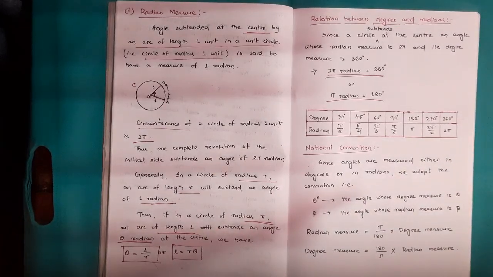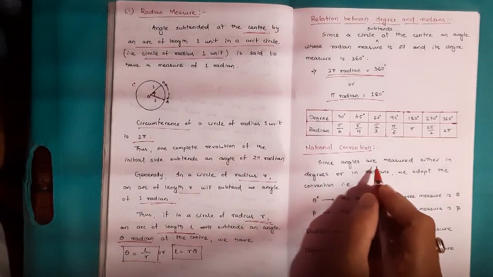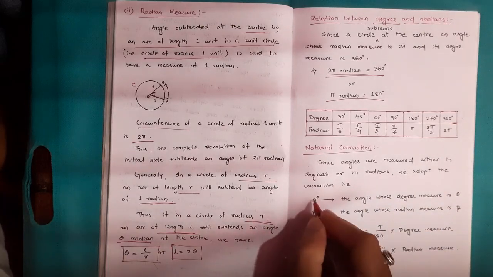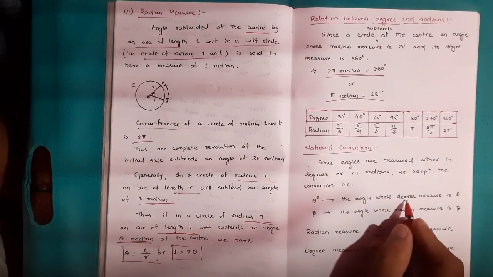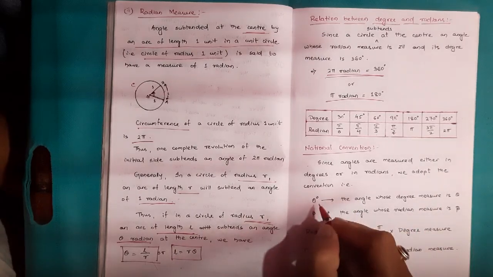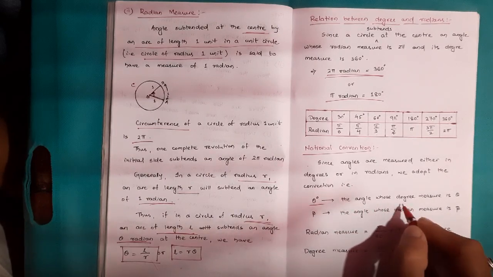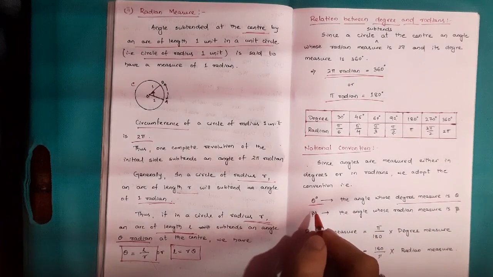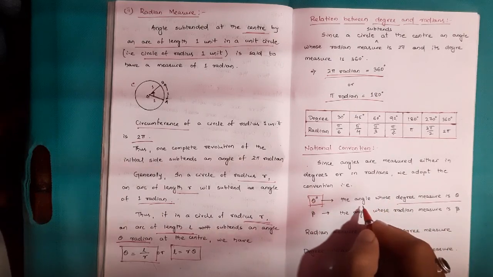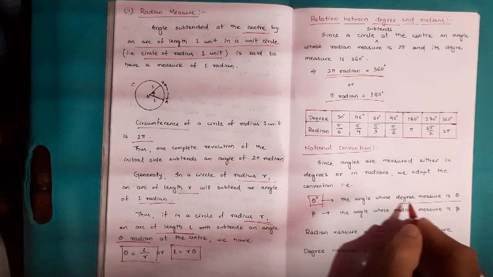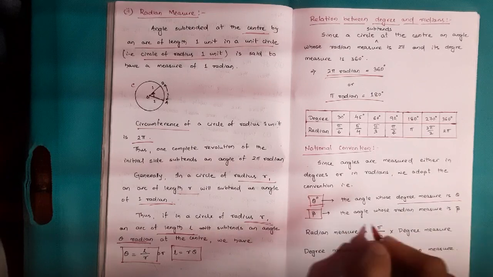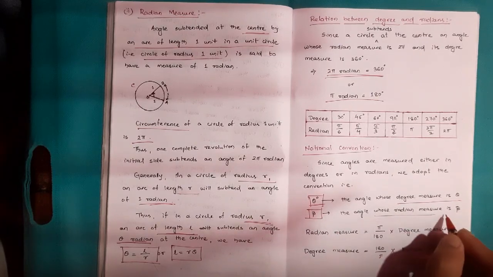Now, the notational convention. Since angles are measured either in degrees or in radians, we adopt the convention that theta degree means the angle whose degree measure is theta, and beta means the angle whose radian measure is beta.